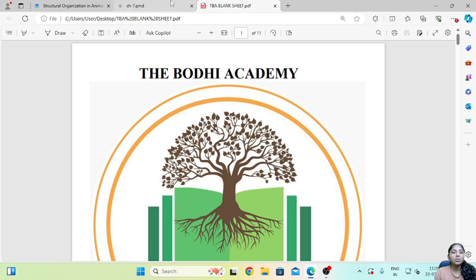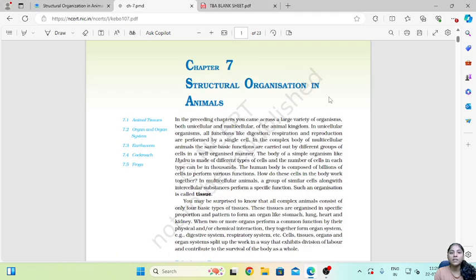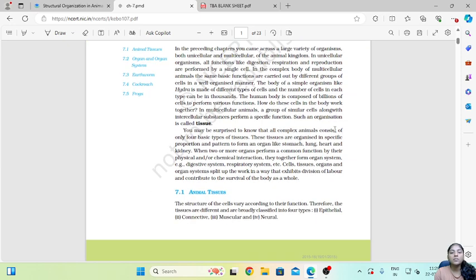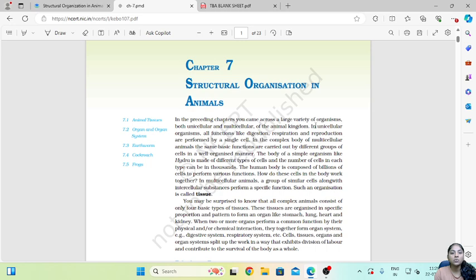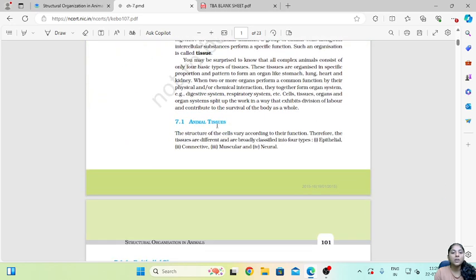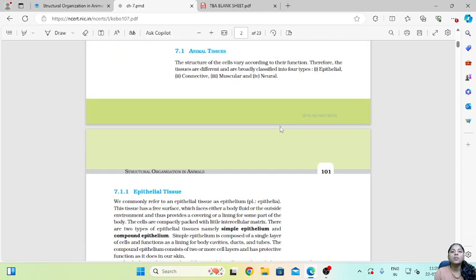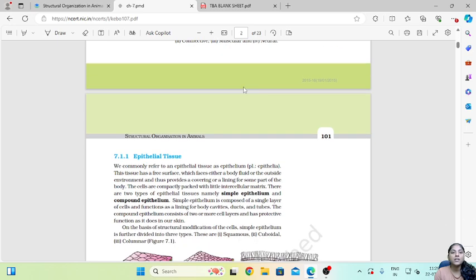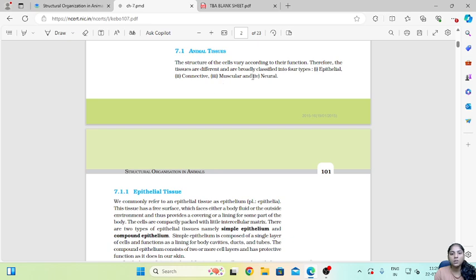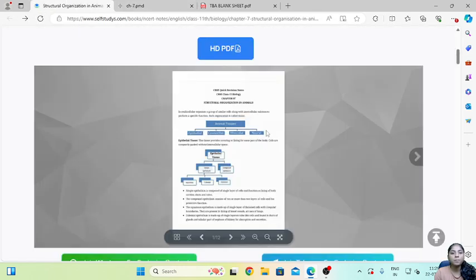In today's video, we are going to start with class 11 chapter 7, that is structural organization in animals. So in this we will learn about all the different tissues in animals. In animal tissues, the tissues are divided into four types. The first one that we have is epithelial tissue, then we have connective tissue, muscular tissue and neural tissue. So let us begin with the lecture.